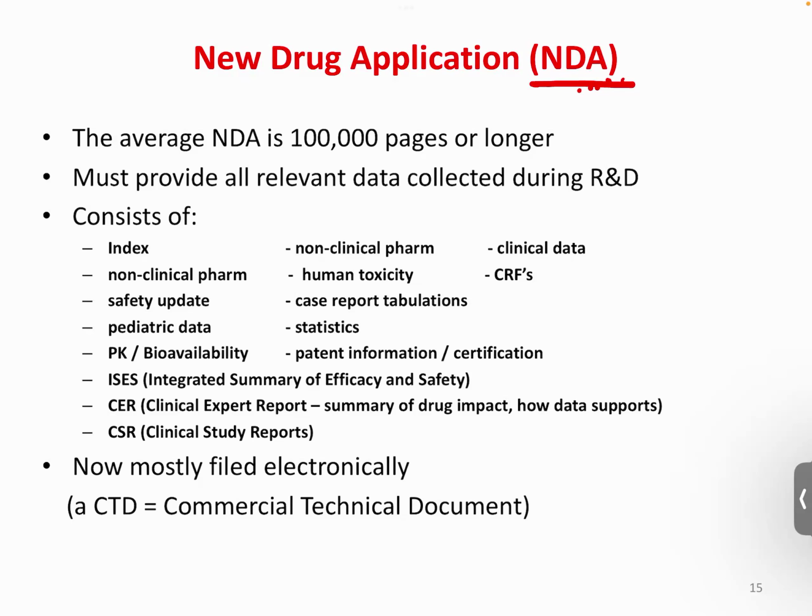Okay, so I believe we can start with the NDA application. So this is what we studied: our animal testing, then our IND application, then our phase 1, 2, 3. Now, when your phase 3 is successful, that means very good news. Excellent. So now you can file NDA.